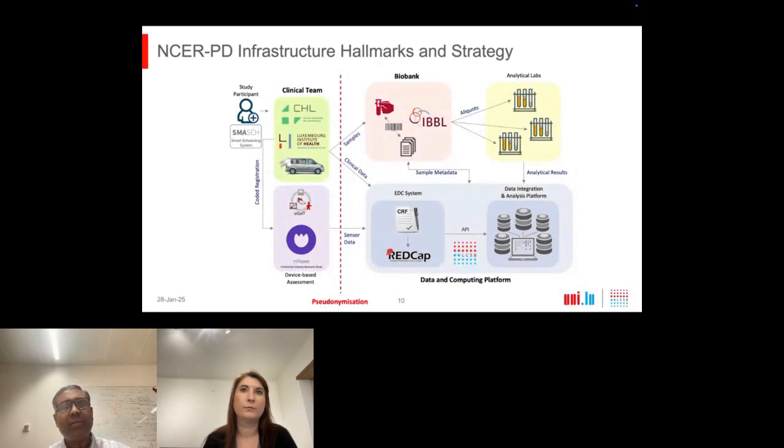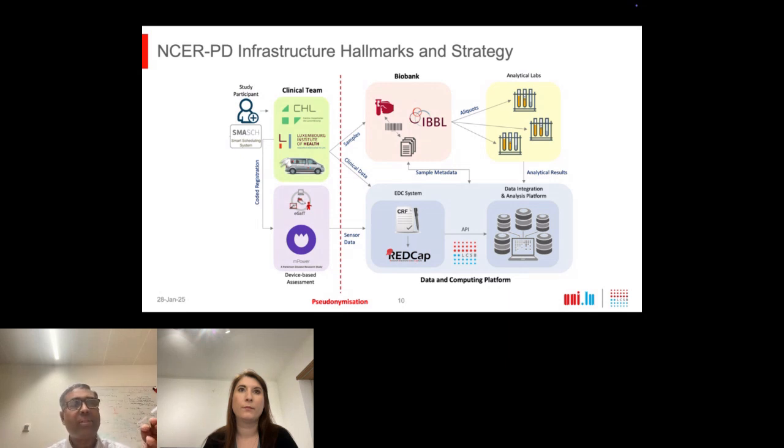And on the very right side, you see something called SMASH, the Smart Scheduling System. This we built in house, because this is meant for the clinical team to give the appointments and so on initially, because we as researchers are not allowed to see the data. And also in the middle you have seen this pseudonymization. All the data on the other side, the clinical team can see the patient name, date of birth, those things. But once the data comes to the data and computing environment, everything is pseudonymized.